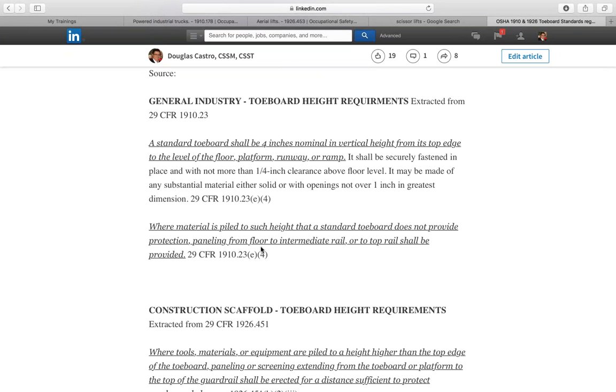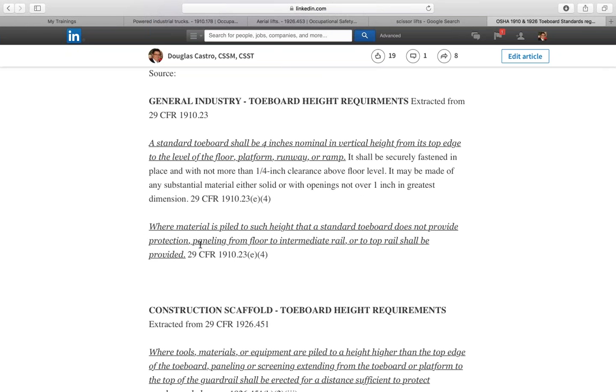All right, and there you go, folks. There's a standard number, 1910.29(e). I don't know why we couldn't see it. We couldn't find it in the standard. But where materials are piled higher than a toe board, right, we have to do the same thing. Now we have to have paneling. It doesn't even give us the option of mesh.